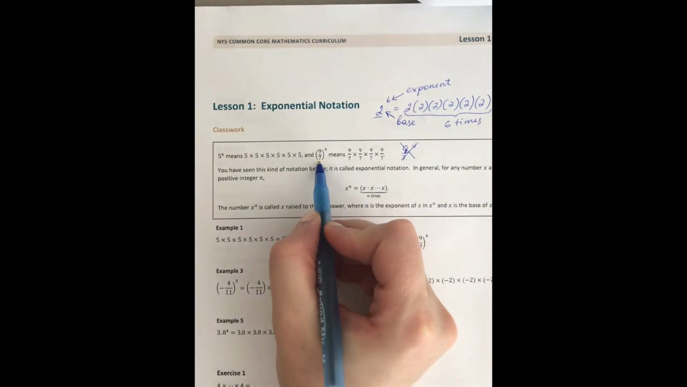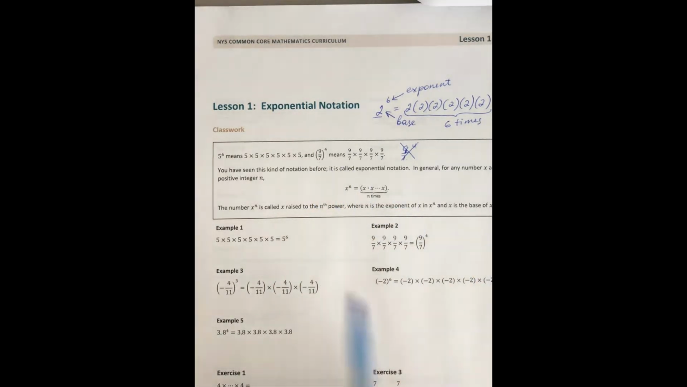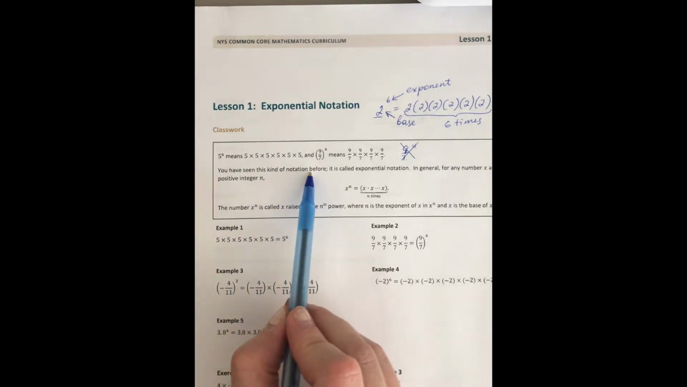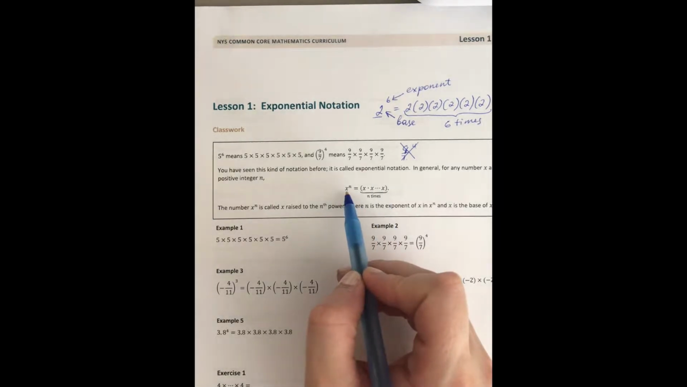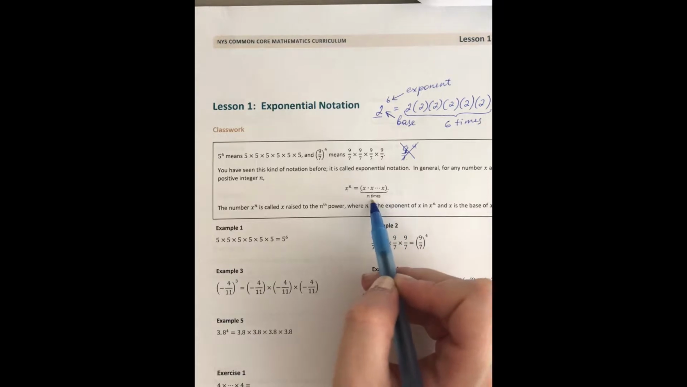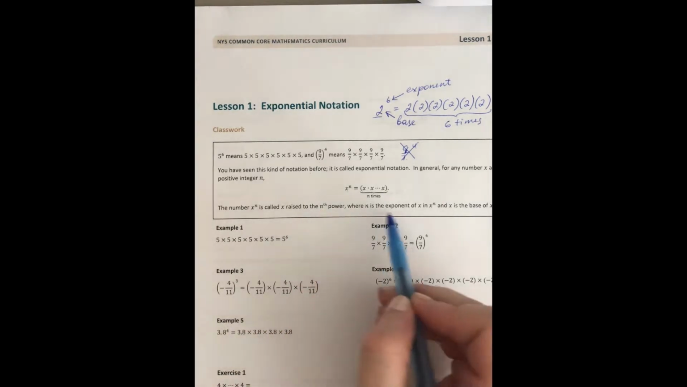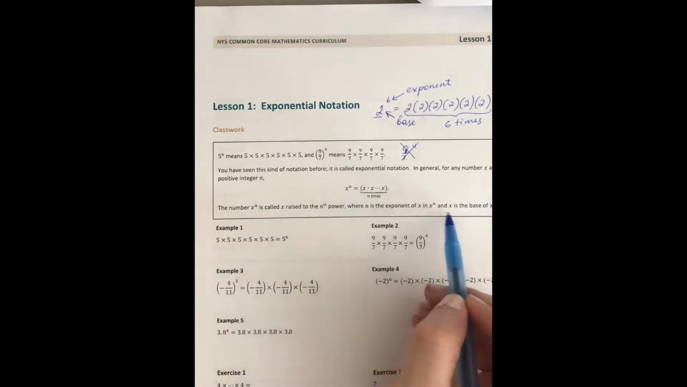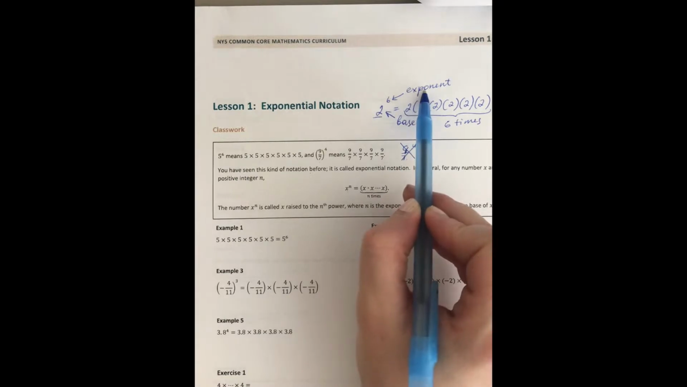You want to put 9/7 in parentheses to show that we are multiplying 9/7 as a fraction by itself 4 times. If you have seen this kind of notation before, that's good, and it will be a lot easier for you. It is called exponential notation when we are using exponents. In general, for any number x and any positive integer n, x to the nth power means that we are multiplying x by itself n times. The number x to the nth is called x raised to the nth power, where n is the exponent of x in x^n, and x is the base. So just like I said, 2 is the base here, which is our x, and 6 is the exponent, which is our n.